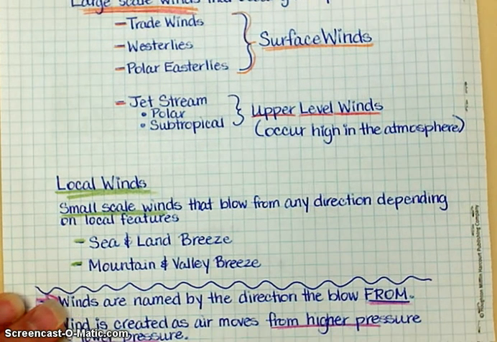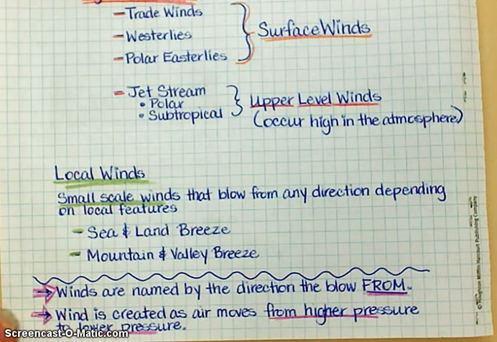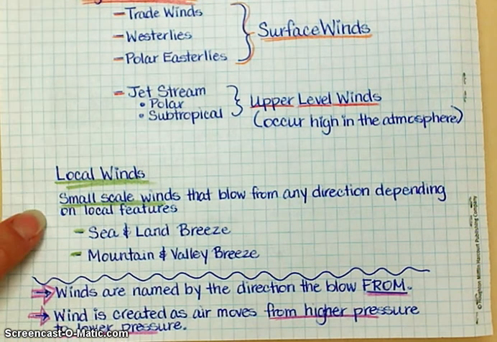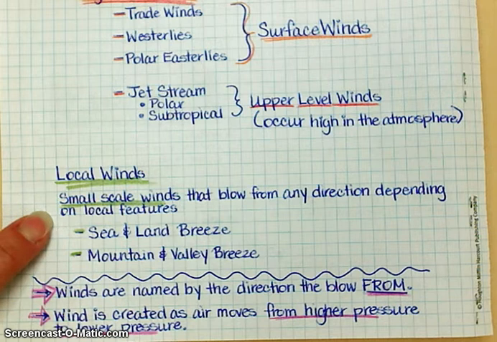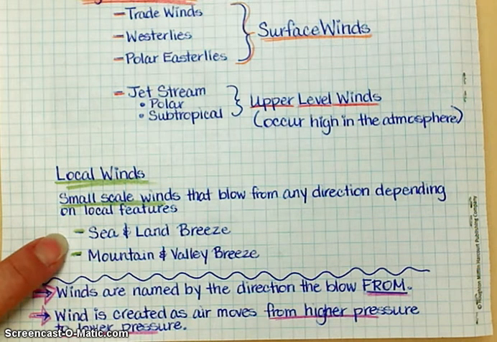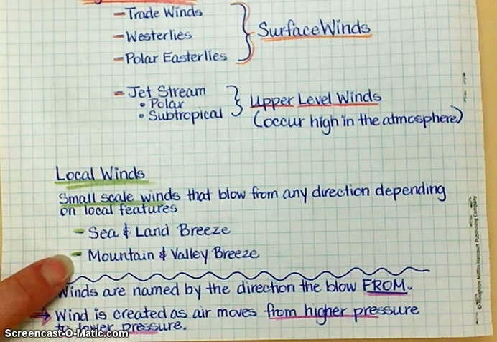All right, then your lesson ended by talking about local winds. Local winds are small-scale winds that really they can blow from any direction. And the direction that wind is coming from a lot of times depends on the land features that are in that area. Okay, we talked about sea breezes and land breezes. Those are one type of local wind. And then we had mountain and valley breezes. That's another type of local wind.